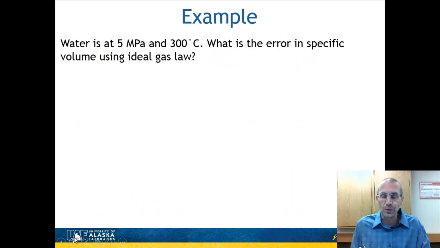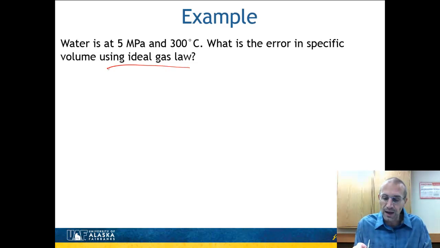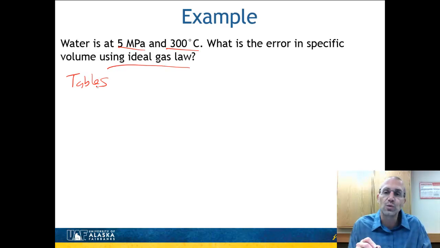So let's go ahead and do an example. What we want to do is calculate the error in the specific volume when using the ideal gas law. What we're given is water at a pressure of 5 megapascals and a temperature of 300 degrees Celsius. We can determine the error from the ideal gas law because we can use the tables to find the actual value. The tables are the true measured value.